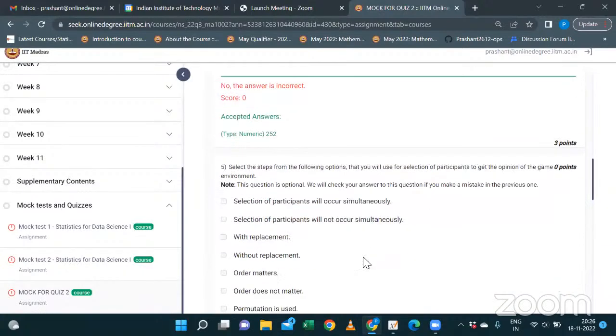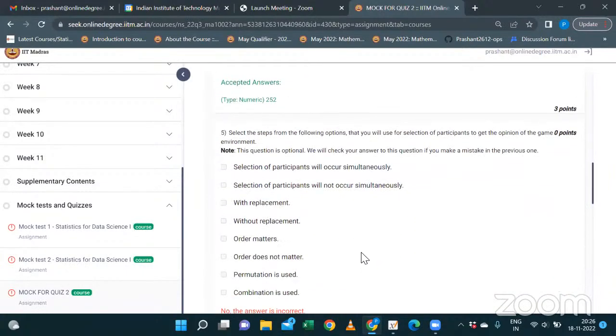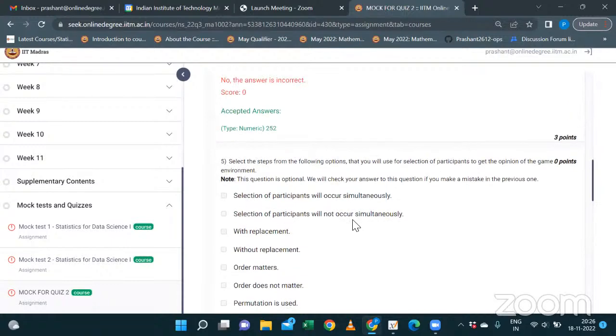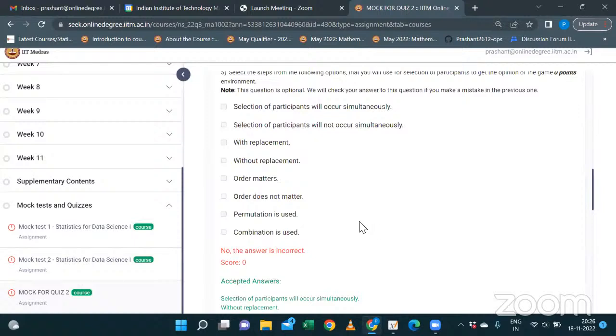And the fifth question was about EMQ. So here selection of participants will occur simultaneously, right? We have to just select the participants, sir. It's without replacement. And here, does order matter or not? Order does not matter, sir.